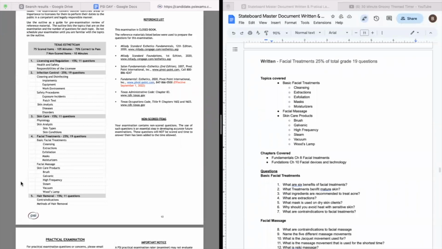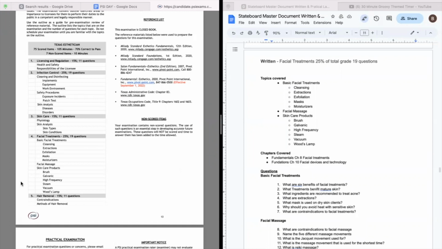Masks, there are different types of masks: clay, colloidal, gel. They're going to ask about paraffin. So you're going to want to know those. And then moisturizers, the types of moisturizers. And then from there, you have facial massage, which is the facial massage chapter.